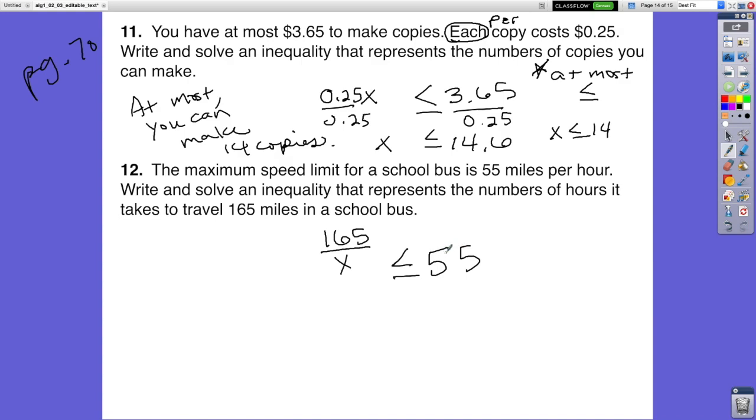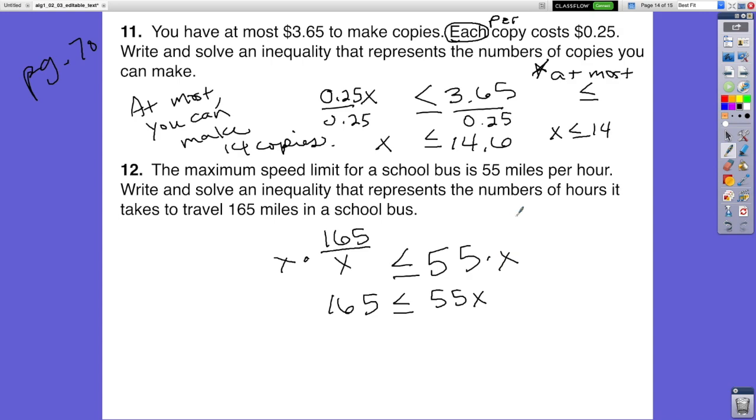Okay, so this one's a little different because look where the variable is. It's on the bottom, right? So another way that you may be understanding it, let's multiply both sides by x. So 165 is less than or equal to 55x.